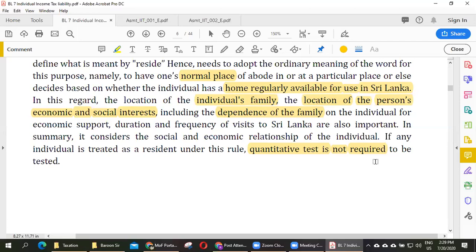Due to medical reasons, he went to New Zealand, and he has spent more than 200 days in New Zealand. This time, is he a resident of Sri Lanka or not a resident? He's a resident. He went to New Zealand for the purpose of getting medical treatment, and also he spent more than 200 days in New Zealand. But he has a close relationship in Sri Lanka. Right? So resident or not resident?